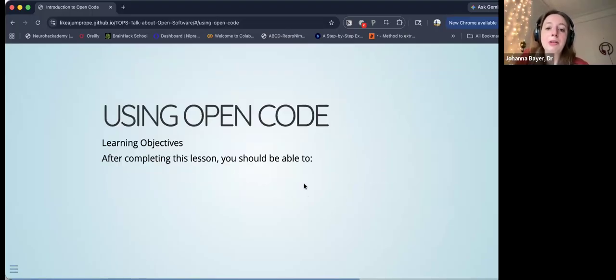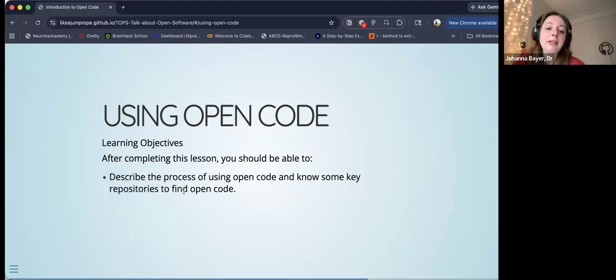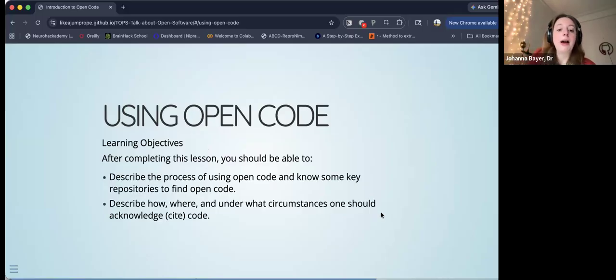So the second section will be about using open code, and it will be a bit shorter. The learning objectives are describing the process of using open code and knowing some key repositories to find open code. Describe how, where, and under which circumstances one should acknowledge or cite code.